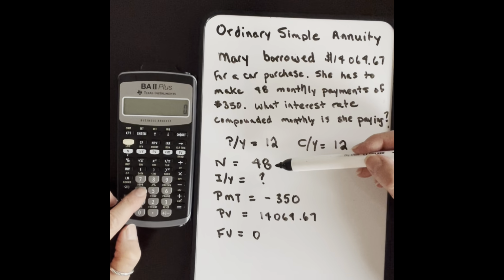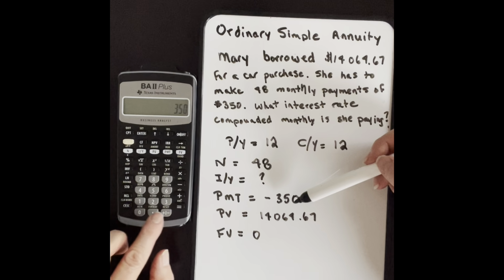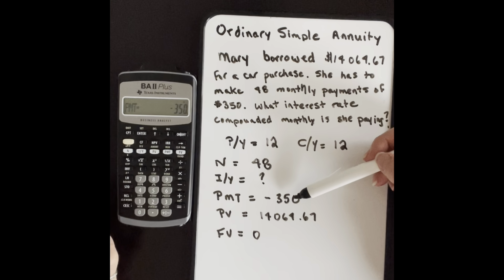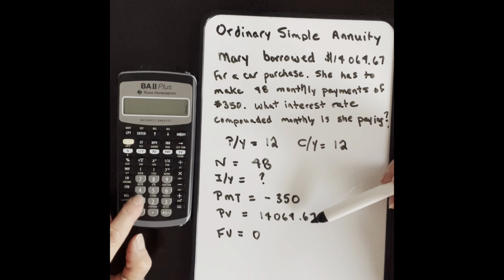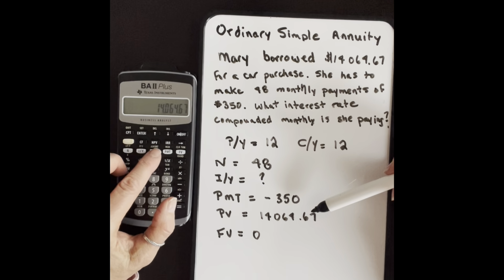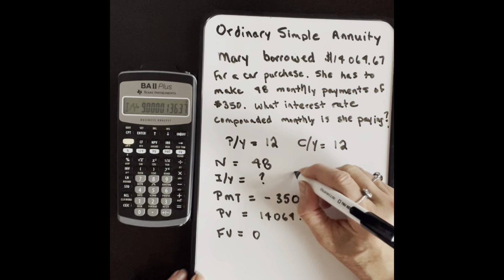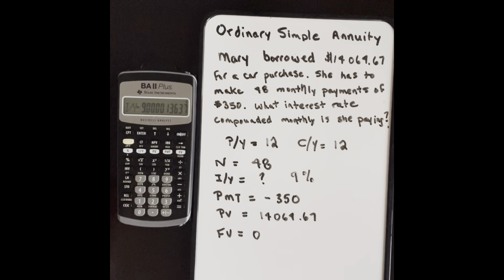Now we can plug in our values, 48 for N, 350, make it negative for payment, and $14,064.67 for present value. And now let's calculate interest rate. Compute interest rate, 9%. You now know how to find any of these values as long as you know all the other values. Just be careful to clear before each question and to check your number of payments per year and your number of compound periods per year.